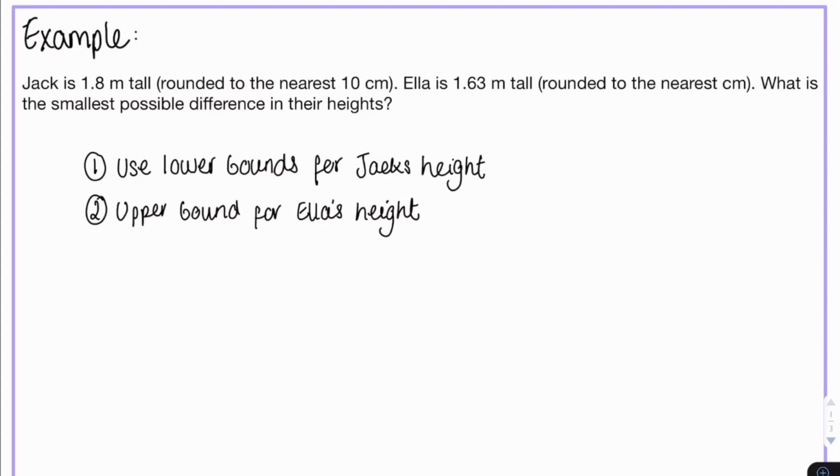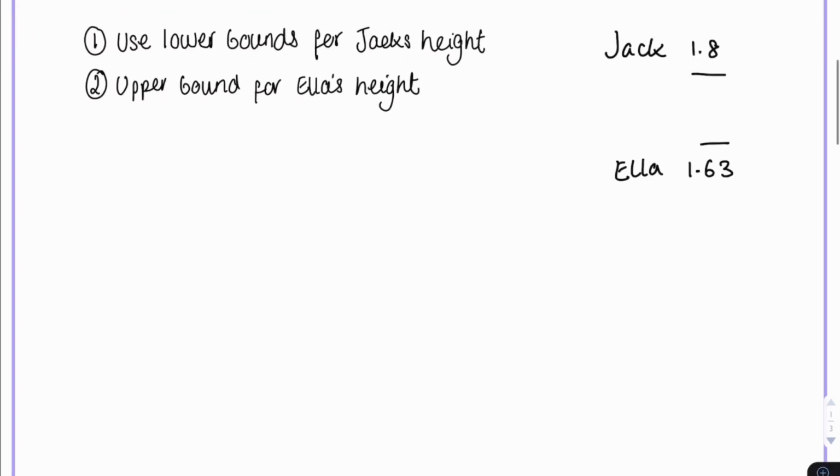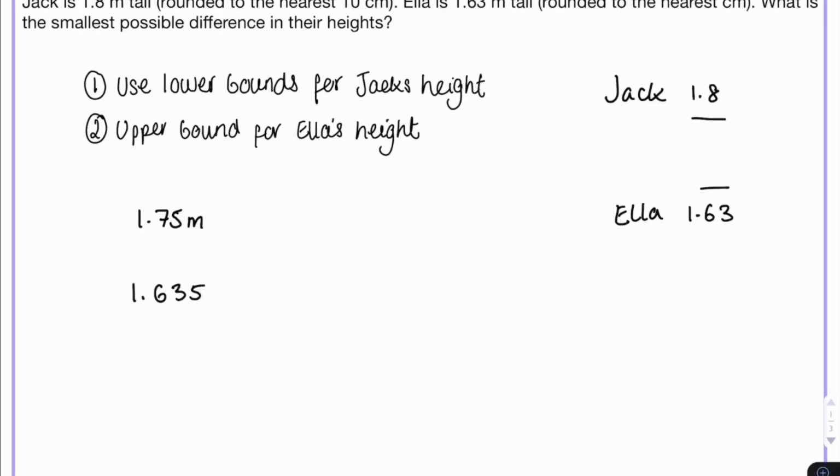If Jack is 1.8 meters tall and Ella is 1.63 meters tall, both rounded to the nearest centimeter, what is the smallest possible difference in their heights? If Jack is the tallest, and he is 1.8, and Ella is a bit smaller at 1.63, to find the smallest difference, we have to take the lower bound of Jack and the upper bound of Ella. Jack's lower bound is 1.75 meters, and Ella's upper bound is 1.635 meters.